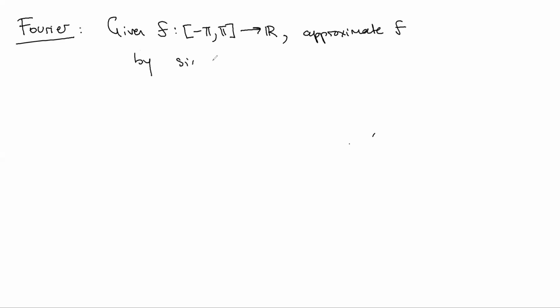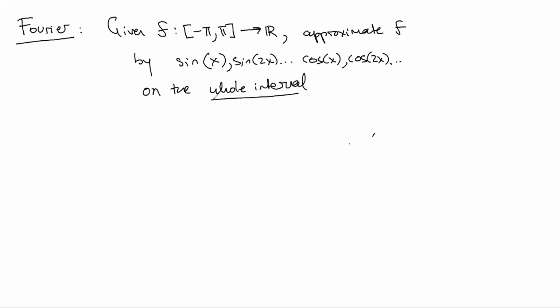So sine x, sine 2x, dot dot dot, cosine x, cosine 2x, cosine nx: sines and cosines with different frequencies on the whole interval.